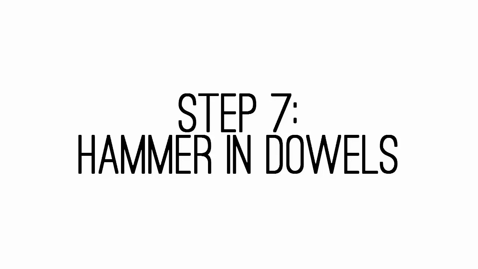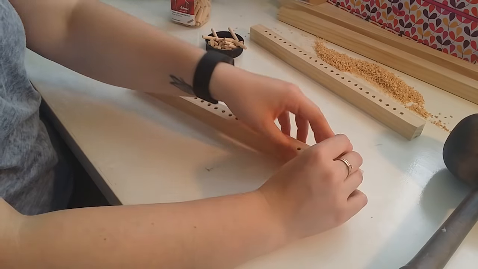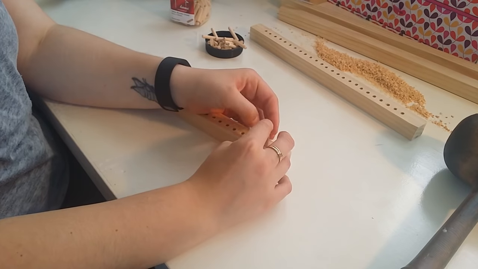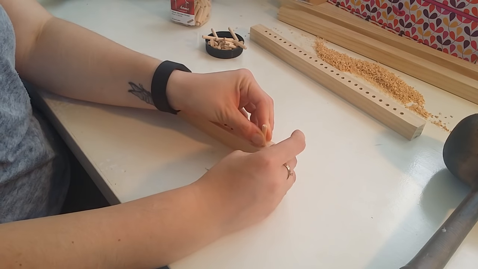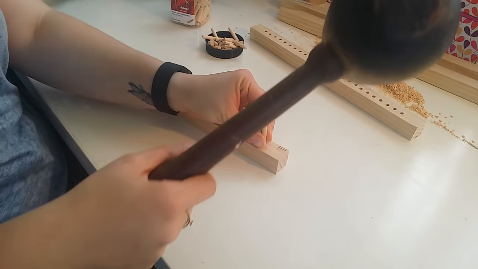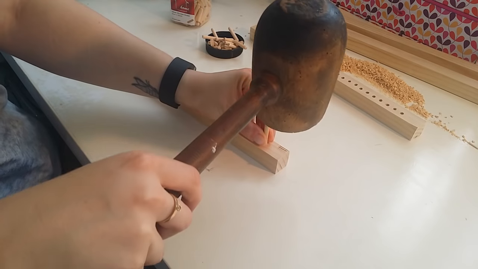Now we need to hammer in those dowels. So I'm just using a really big wooden hammer, but you can use a regular hammer if you want. Just the wooden one is a little bit more gentle on the dowels.